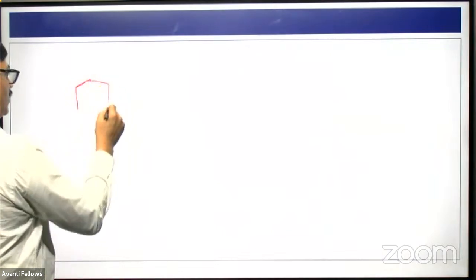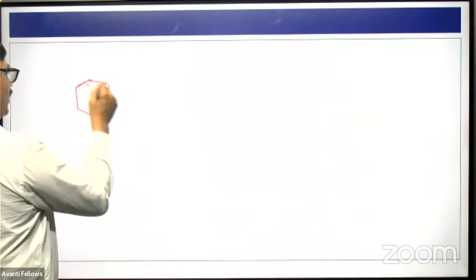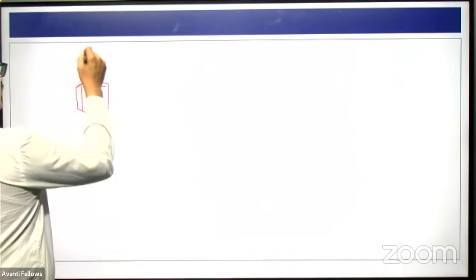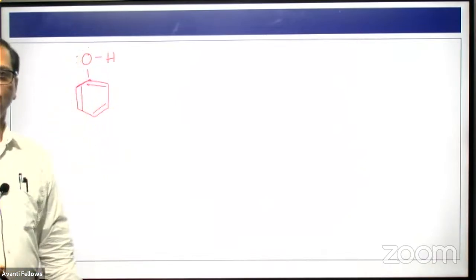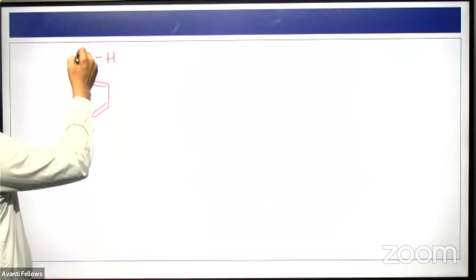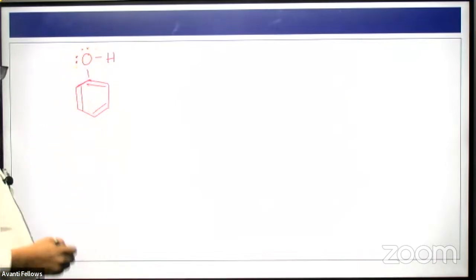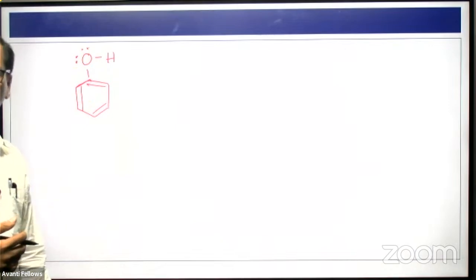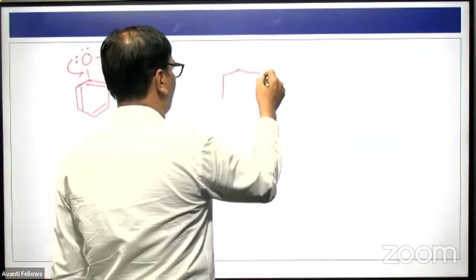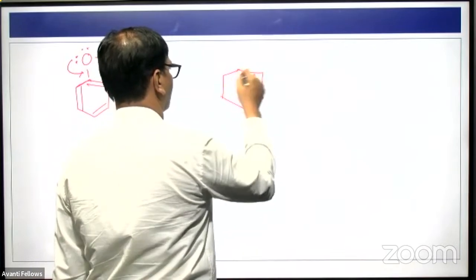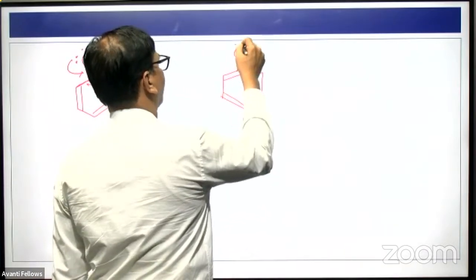Right. Now this phenol, you have to remember the way of writing its structure and the phenoxide ion. Let me explain you about it. So this is phenol, right? The phenol is having a resonating structure or mesomeric effect. These electrons can be involved, right? And phenoxide ion also. Phenoxide also is having resonance. Okay, this is phenoxide ion.